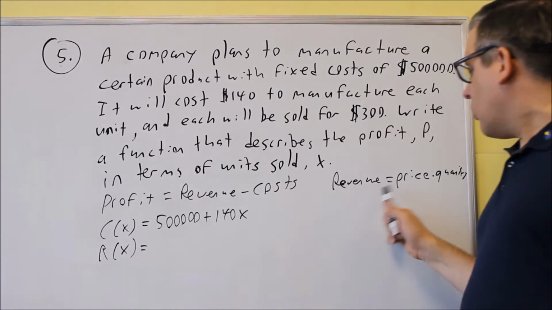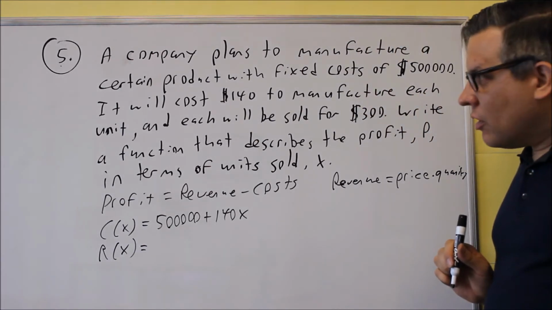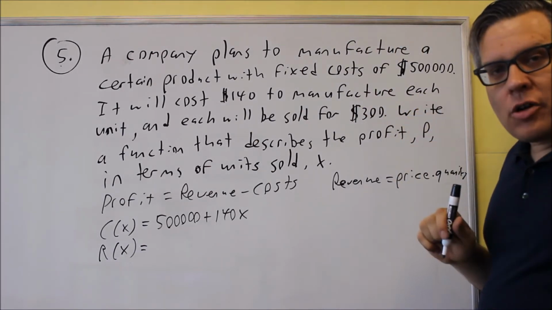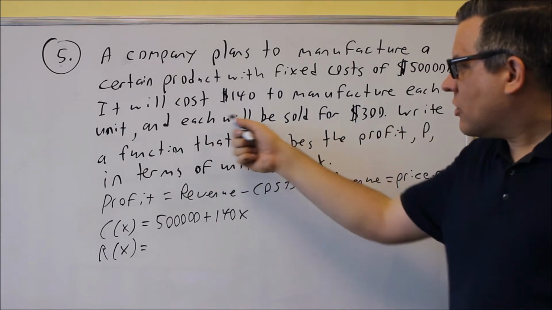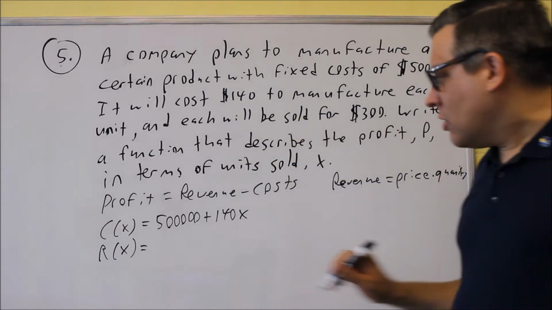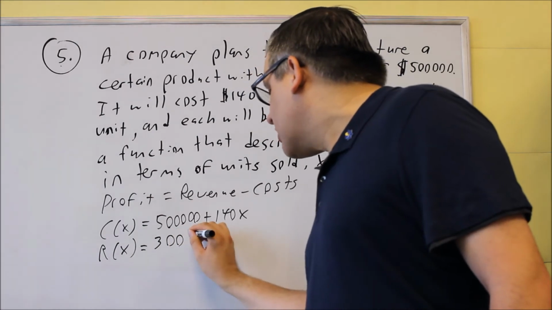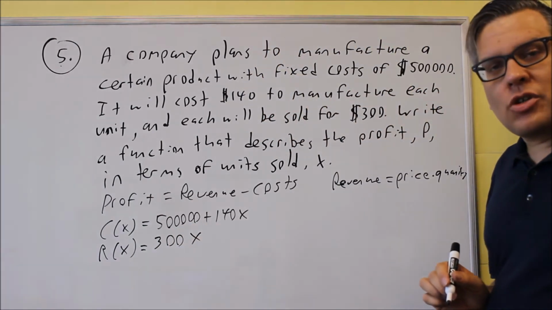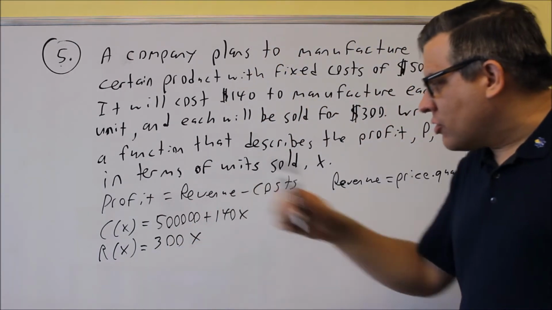Next, let's come up with a revenue. Okay, so your revenue is equal to price times quantity. Now the price, you're looking for how much they're selling it for. So it says each is sold for $300. So I have 300 price, the quantity we already said was equal to x. So there's our two equations.